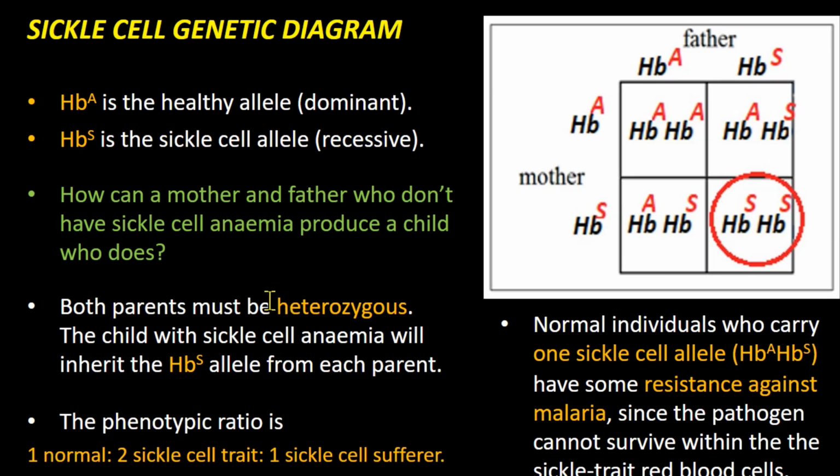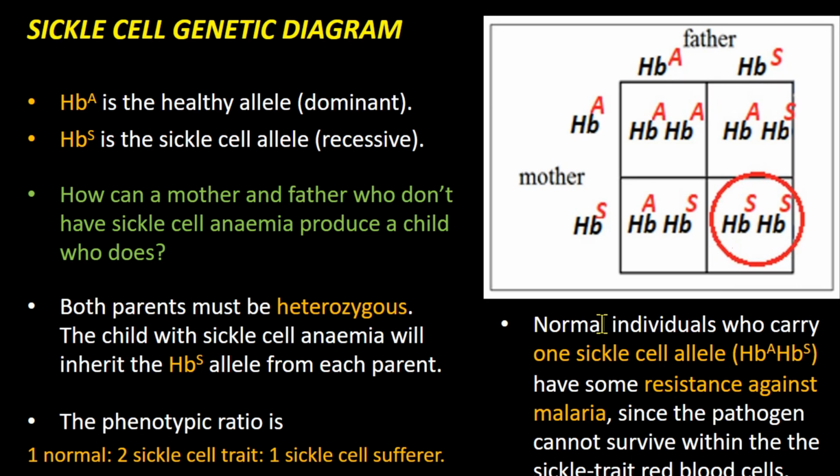So both parents must be heterozygous, both must be carriers. And the child with sickle cell anemia will inherit the hemoglobin S allele from each parent. So the phenotypic ratio is going to be this. There's going to be 1 normal, 2 with the sickle cell trait, that means that they are carriers, and 1 that's going to be the sickle cell sufferer. So all in all, the probability of a child getting sickle cell anemia from these parents is going to be 25%.